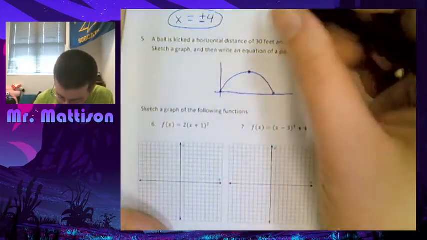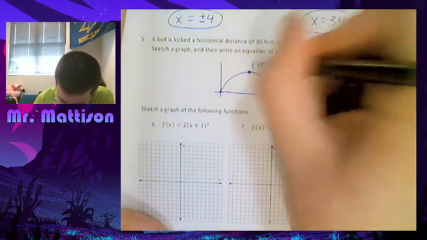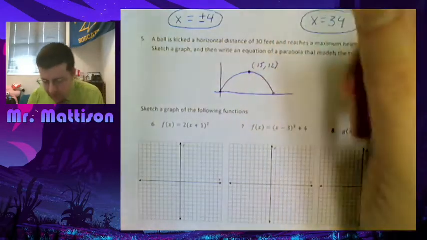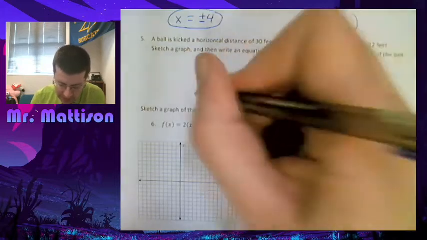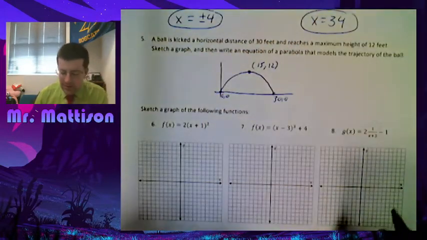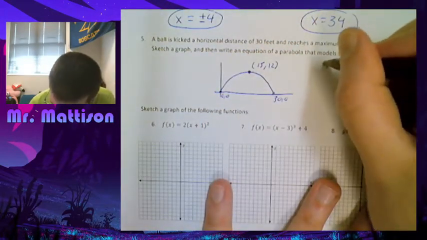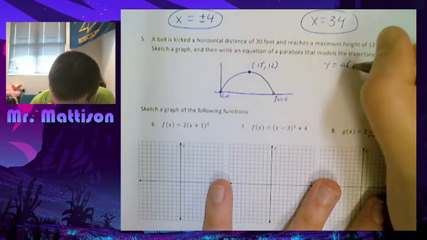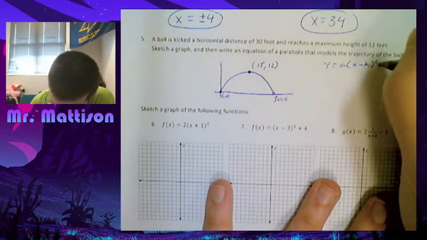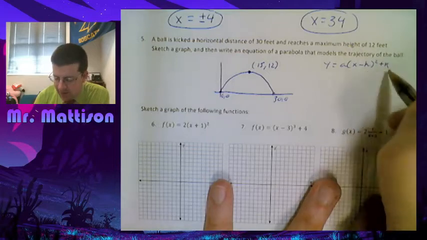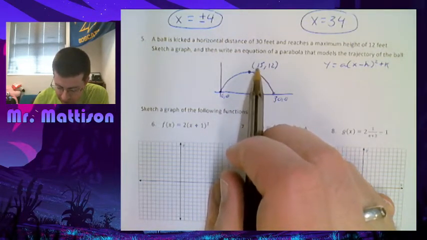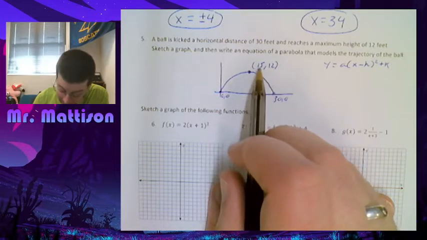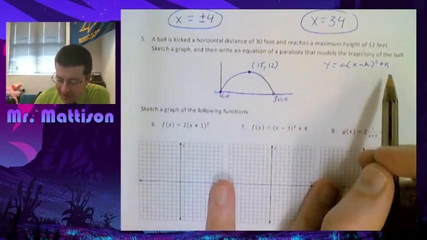I know that my vertex is going to be at 15, 12, because I'm over half of that distance of 30. This is the point 30, 0. This is the point 0, 0. So my equation would be y is equal to a times x minus h squared plus k. Well, my h and k are going to be 15 for h and 12 for k.